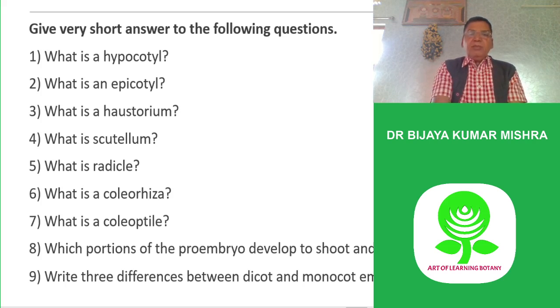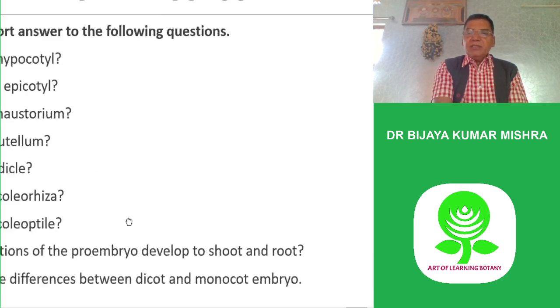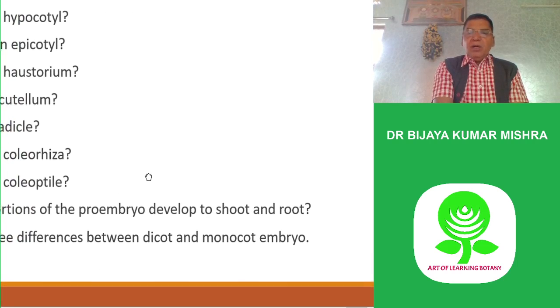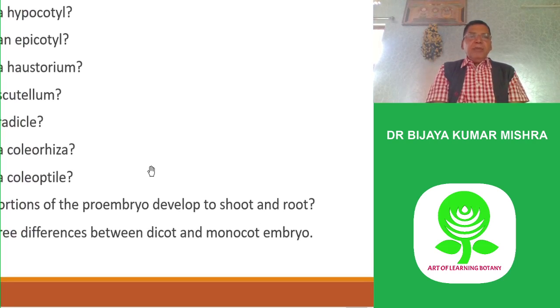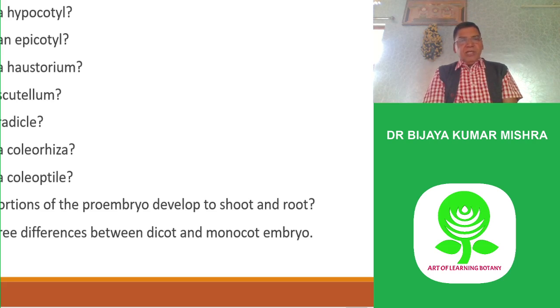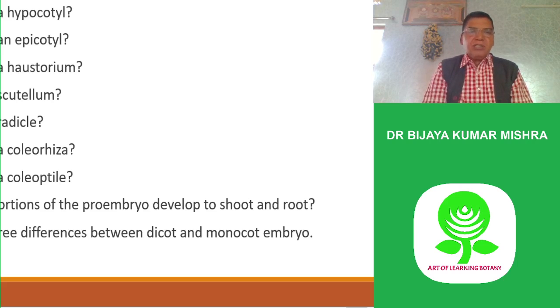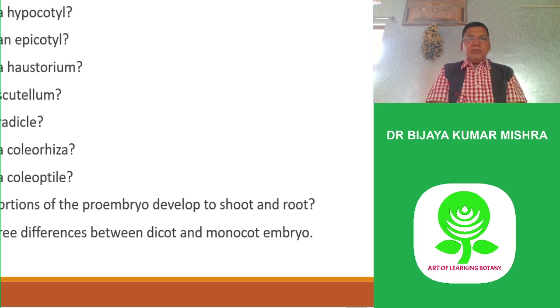Which portion of the proembryo develops to shoot system and root system? The epicotyle region of the proembryo develops to shoot system. It contains plumule and cotyledon that develop to the shoot system. Whereas the hypocotyle region of the proembryo gives rise to the root system, which terminates to the radicle.